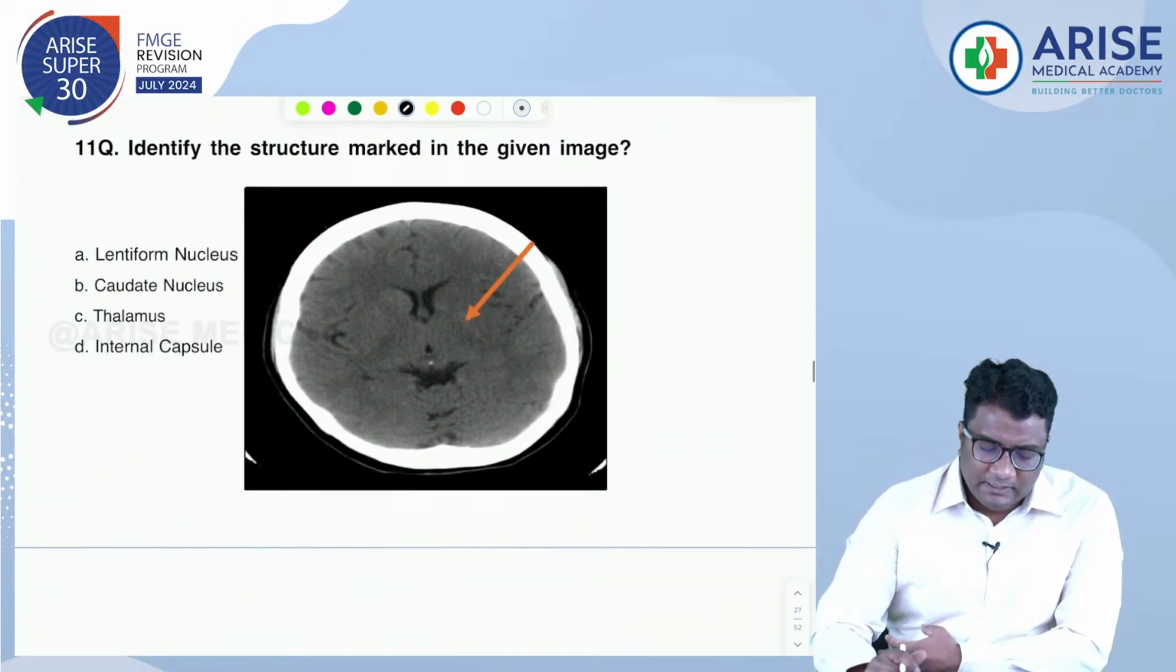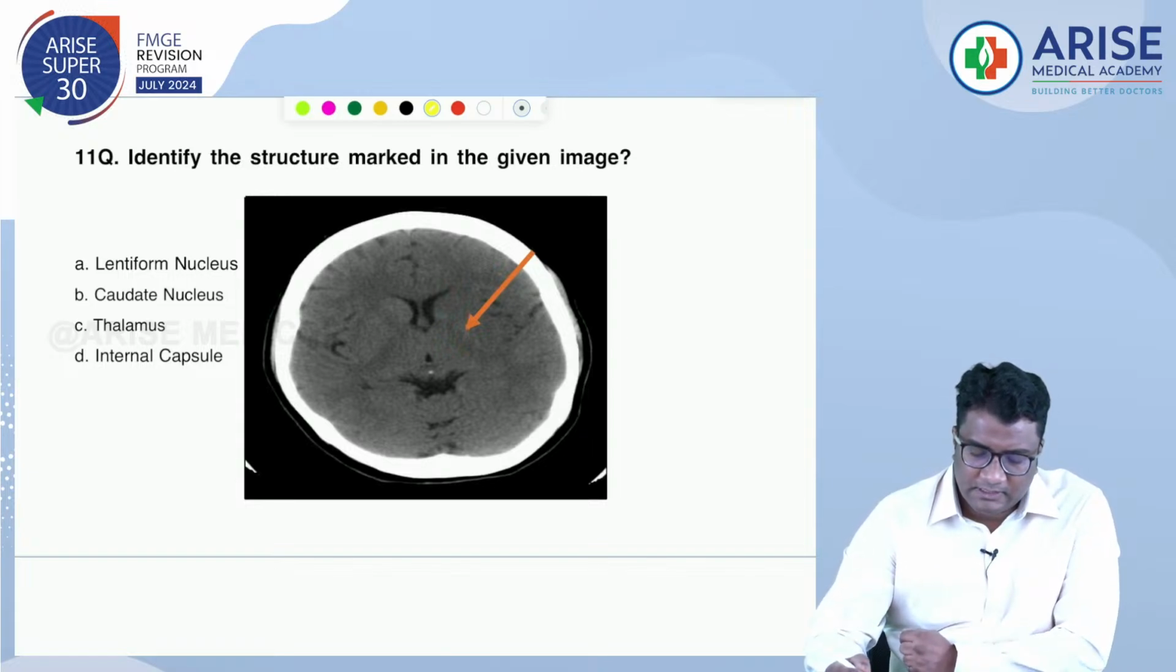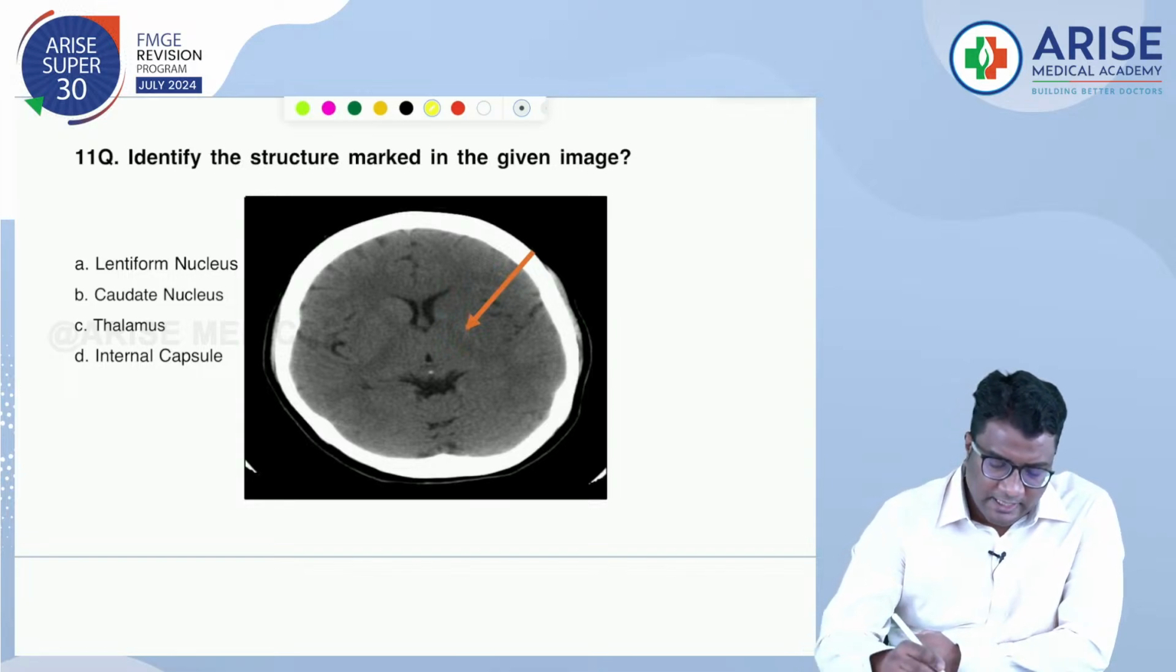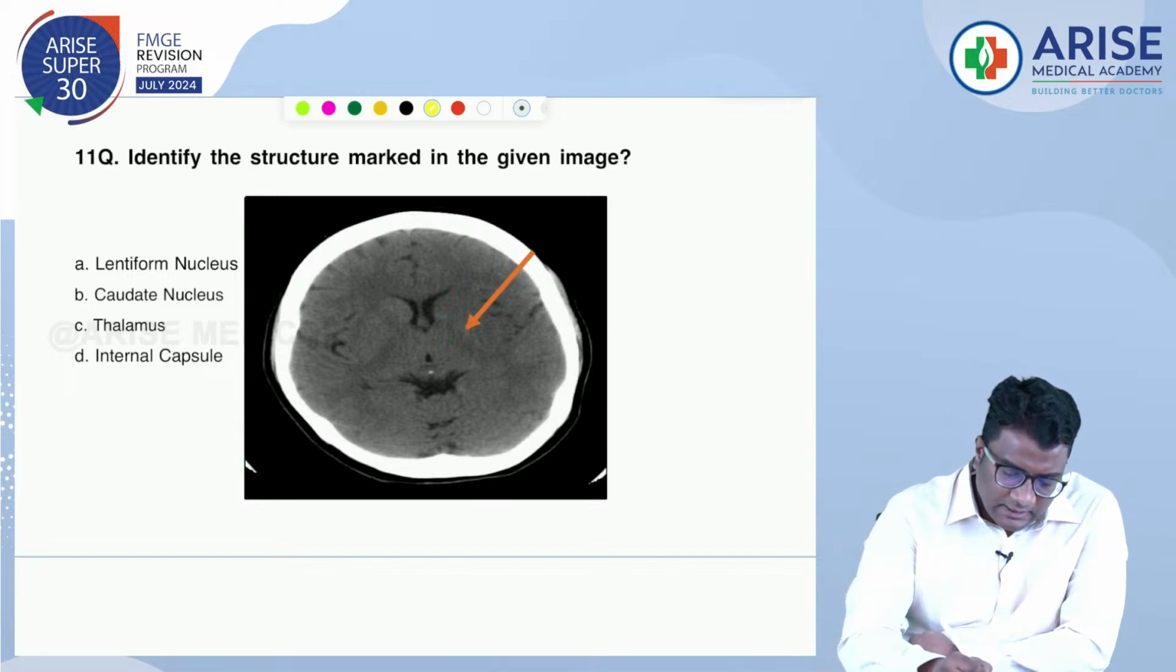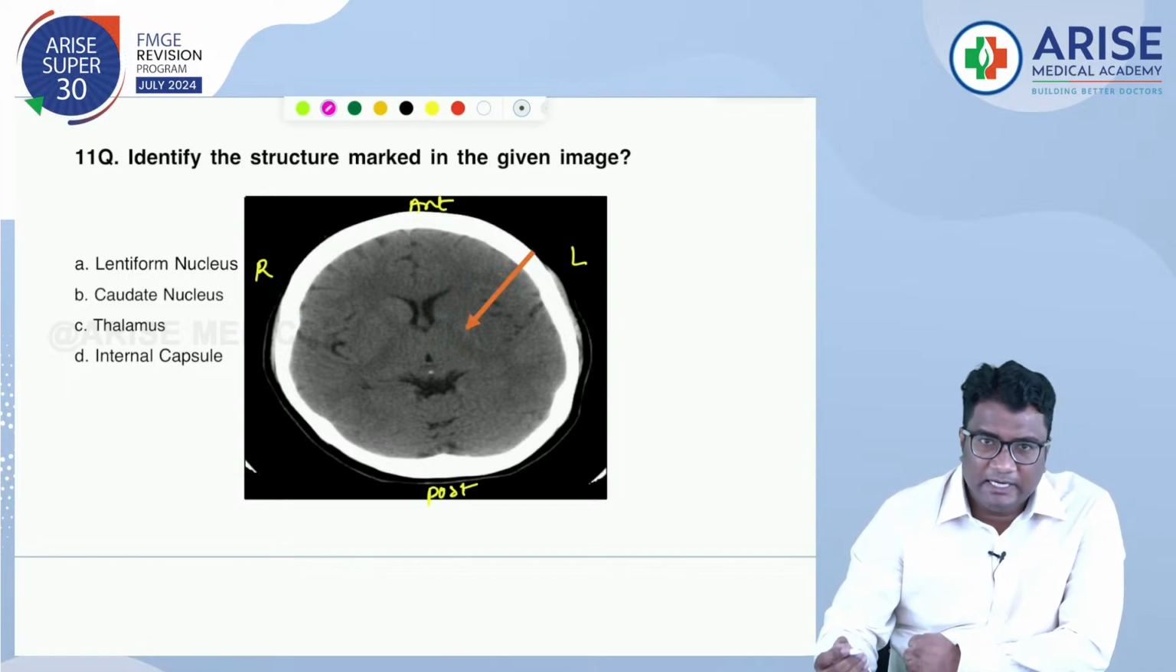Let's see if we can identify this structure. Identify the marked structure on this image. This is a CT scan image and you're having an orange arrow pointing to a structure. It is asking you what is the structure here. Can you answer this? What is the structure? The arrow is pointing towards the left. So always remember, this is the right side, this is the left side, right? So this is the anterior part of the image, this is the posterior part of the image. So the arrow is pointing towards the left lentiform nucleus.